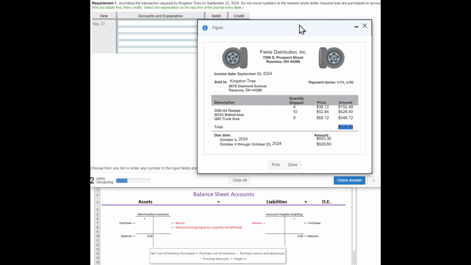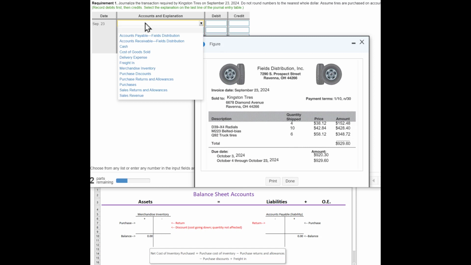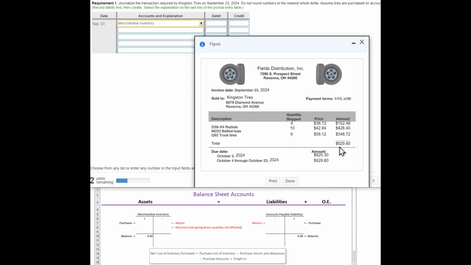All right. So first transaction, requirement 1, journalize a transaction required by Kingston Tires on December 23rd. So we're Kingston Tires. This was sold to us, so we purchased inventory. So inventory is going to go up. Now later we will be needing to calculate the balance of our accounts, so that's why I've got these T accounts down here. So inventory is going up, and it goes up on the left side. Merchandise inventory. How much did it go up?